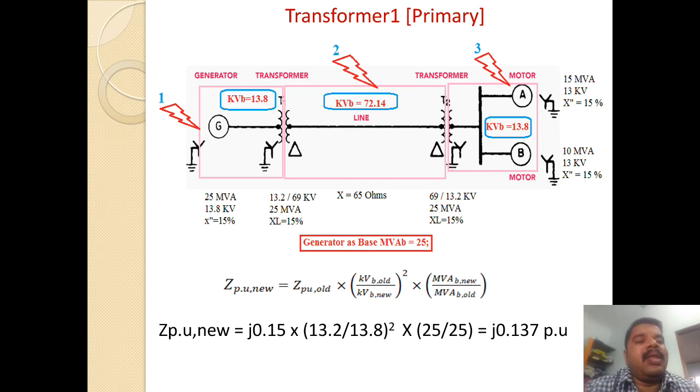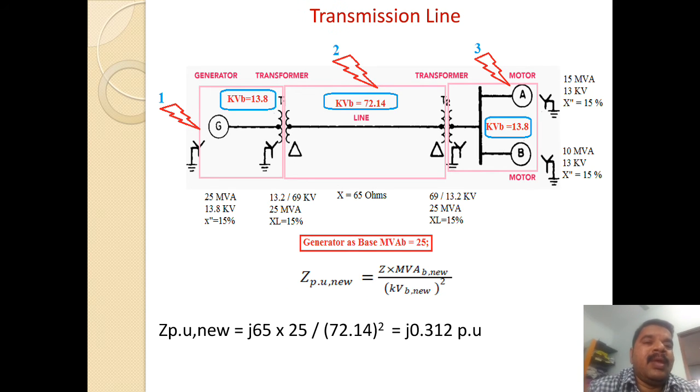You can also find it using transformer T1 secondary. We get the same value, but when you choose the transformer T1 secondary, you have to consider section 2. I am considering transformer T1 primary in this problem. Using this, we get J 0.137 per unit for transformer T1. The next one I am going to find is for the transmission line.